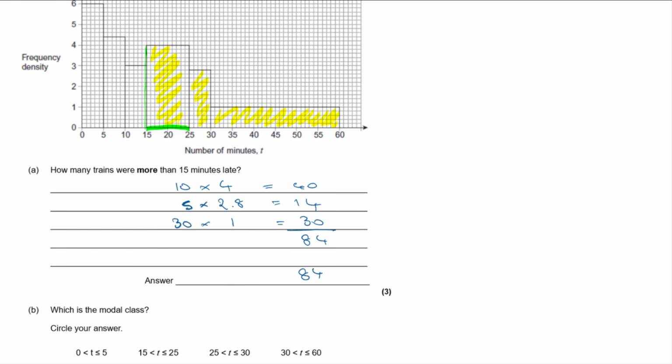Part B says, which is the modal class? The modal class is always the group with the highest frequency. So we've worked out 3 of the frequencies already. We got that one was 40, that was 14, and that was 30. So far it's that bar there, isn't it, that's the biggest, the 15 to 25. Might just want to check the tallest bar in the first one first, though. That's got a width of 5 and a height of 6, so this is going to be 5 times 6, which is 30. So that's less, isn't it? And the other 2 bars are less tall, so it's not going to be those. So it's going to be that 15 to 25 bar as the modal group, because it's got the most in it. It's got 40 in it.